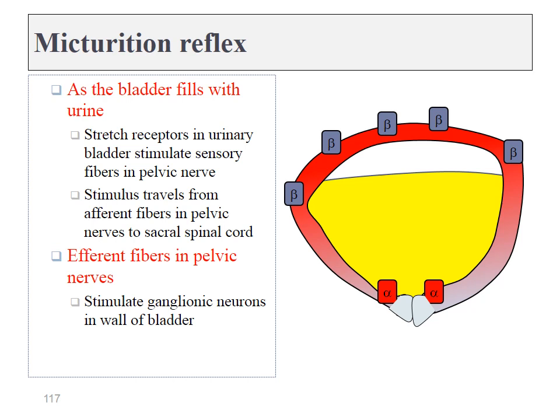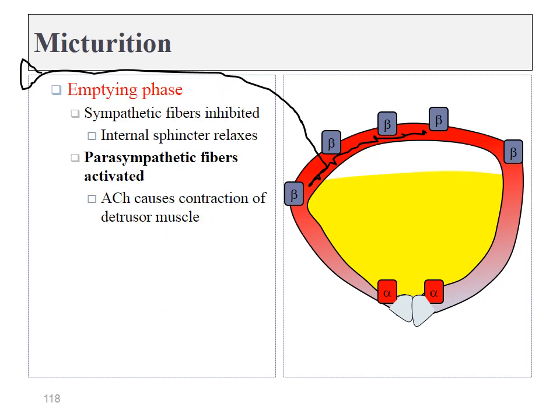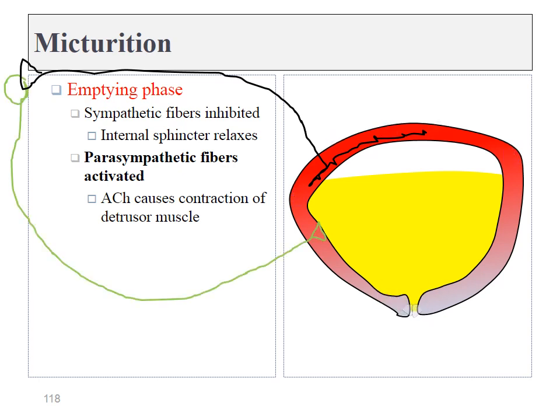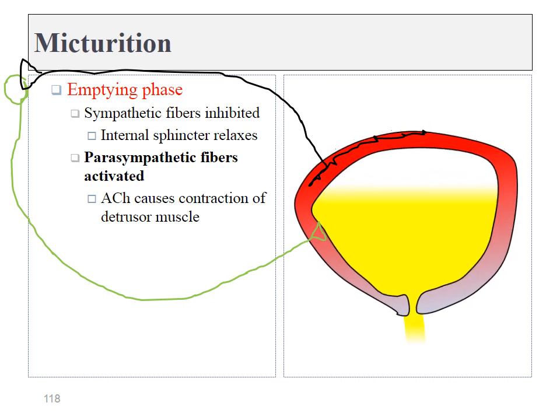The bladder will continue to fill up with urine until it contains about 1 liter, and at that point, stretch receptors found in the bladder wall would be activated, and these send signals to the spinal cord. This will trigger a reflex. Parasympathetic fibers will be activated in the spinal cord, releasing acetylcholine onto the bladder. This would cause contraction of the detrusor muscle and relaxation of the internal urethral sphincter.